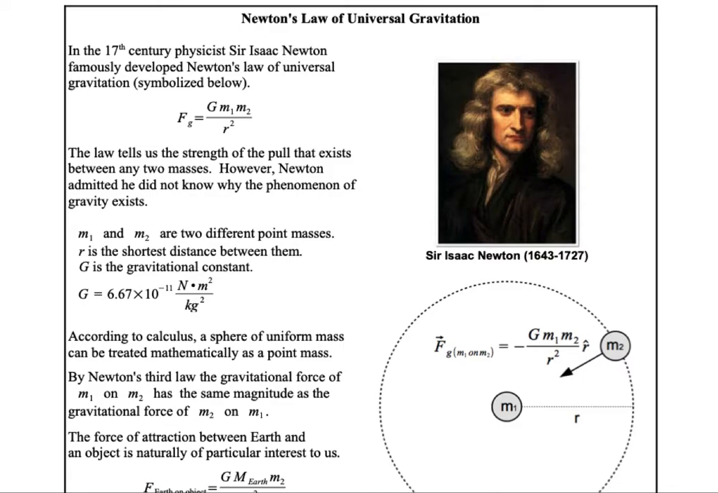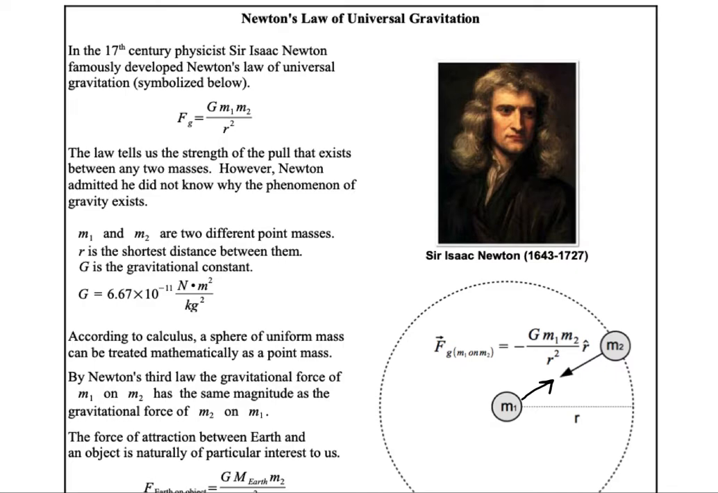Here's a summary of Newton's law of universal gravitation. In the law, m1 is an object exerting a force, and m2 can be an object feeling that force. But of course, according to Newton's third law, both of these objects are feeling forces at the same time by the symmetry of the situation. So the law tells us the strength of the pull that exists between any two masses.